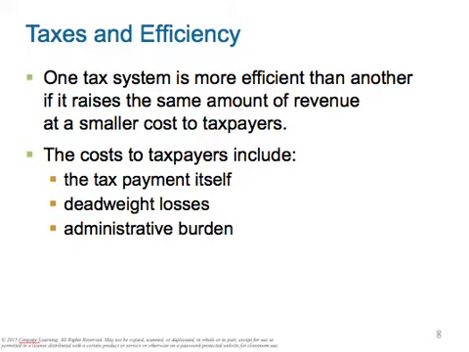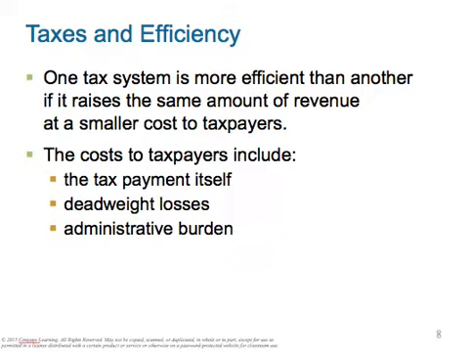Now, let's take a look at taxes and efficiency. One tax system is more efficient than another if it raises the same amount of revenue at a smaller cost to taxpayers. So you get more at a lower cost. That's the same in operational efficiency as it is in tax system efficiency. You're more efficient if you raise the same amount of revenue at a lower cost to taxpayers. So the more revenue you can raise at a lower cost, the more efficient you are as a tax system.